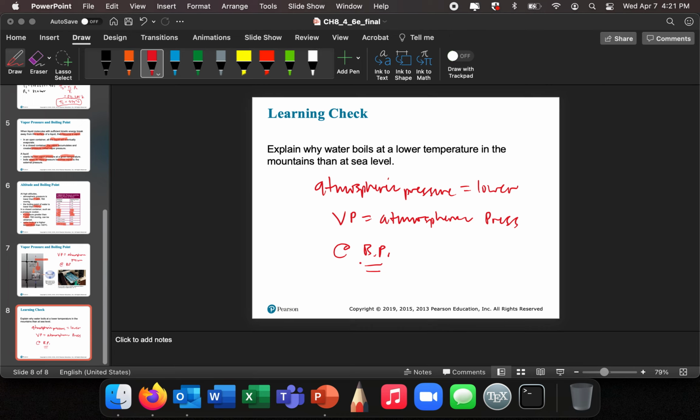All right, hope that's helpful. Let's move on to some more gas laws.